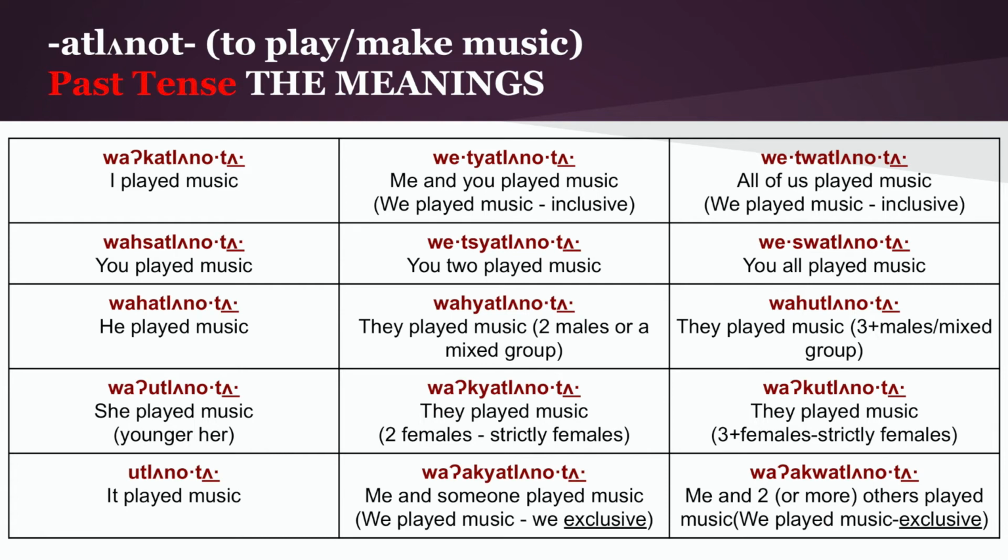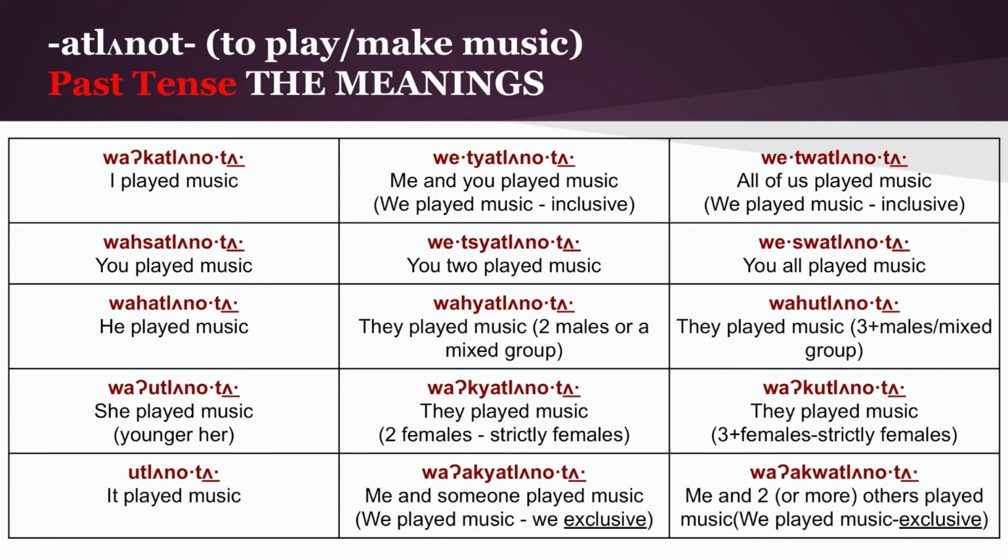Wajedlanod, you two played music. Wahiedlanod, they played music, two or more males. Wagiedlanod, they played music, two or more females. So really, you wouldn't say the two females played music, you would probably just say they. But who is it talking about? If you heard wa gedlinode, it means two females, okay? So I just put that in parentheses so you know who is being talked about. It's assumed as a part of the context of how the Oneida language functions.